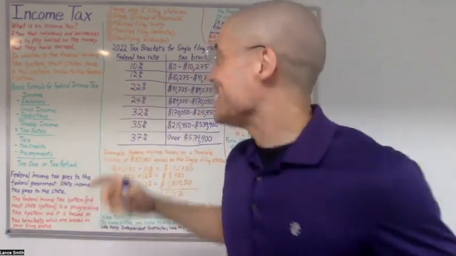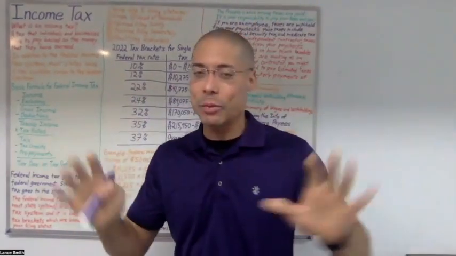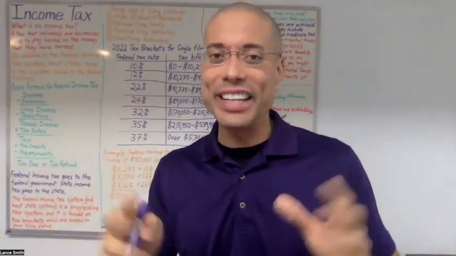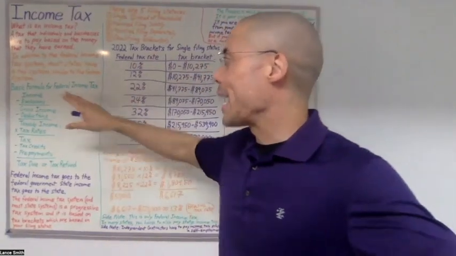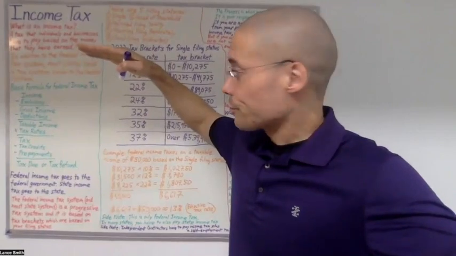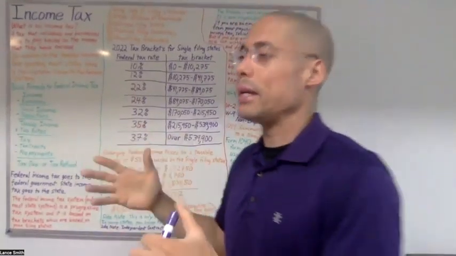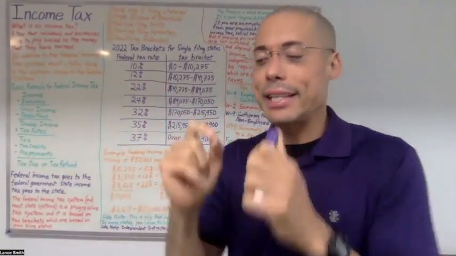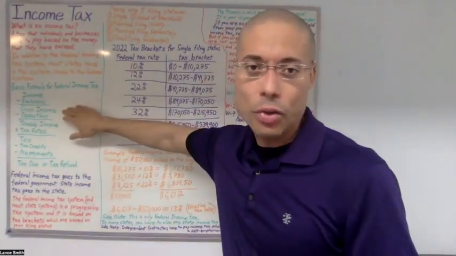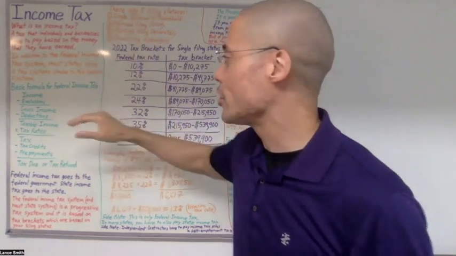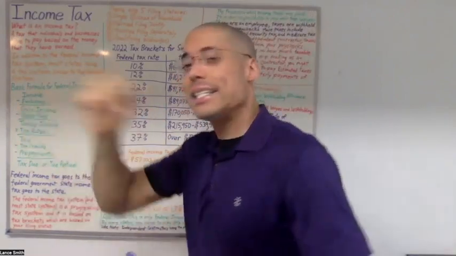So now, what is the basic formula for federal income tax? All right, really basic. We're not going to go into a lot of details in this video. Let's just keep it really basic. The basic formula for federal income tax is this: your income minus your exclusions. Your exclusions are income items that the tax code allows you to exclude from the calculation of your gross income. So it's your income minus your exclusions equals gross income, minus deductions.